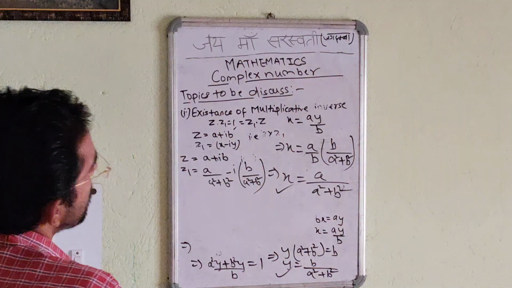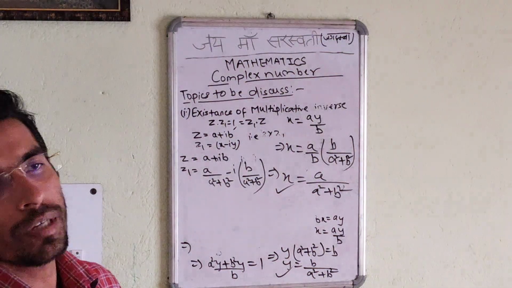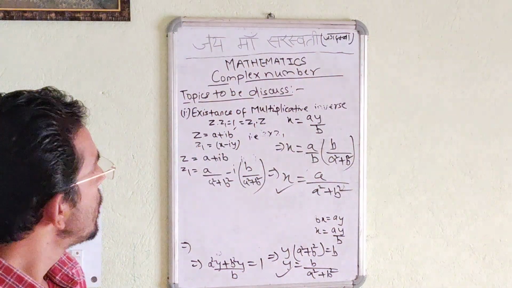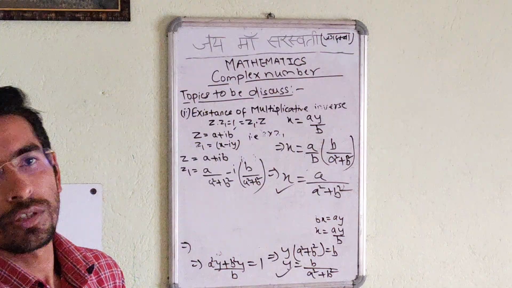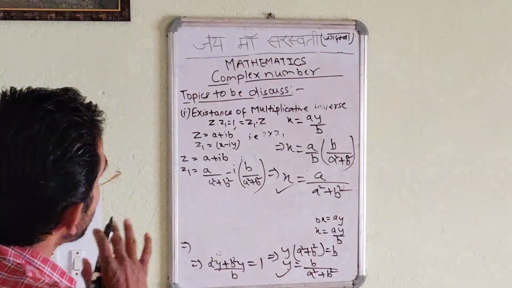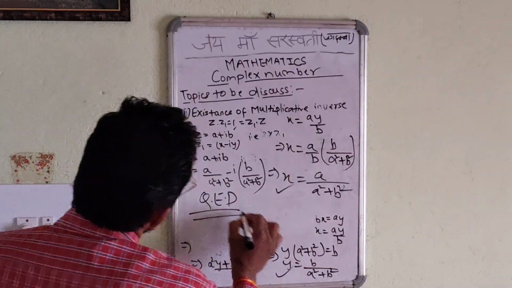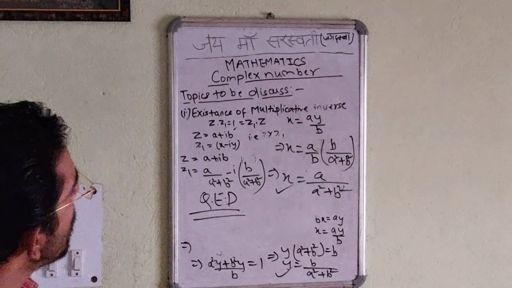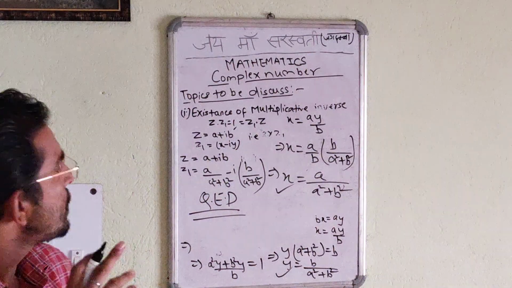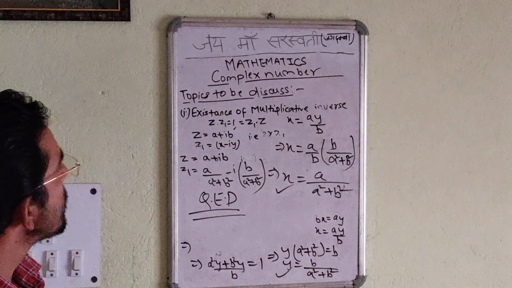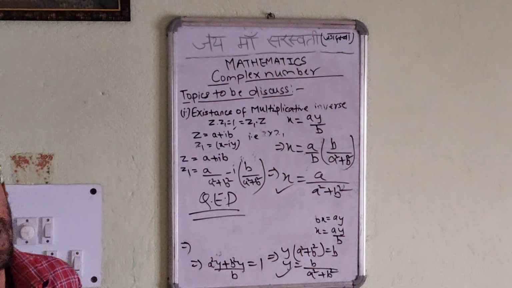So this establishes the relationship that z into z1 is equal to 1 and z1 into z is equal to 1. So we have got the relationship. It is quod erat demonstrandum, QED. So this is basically defined as the existence of the multiplicative inverse.